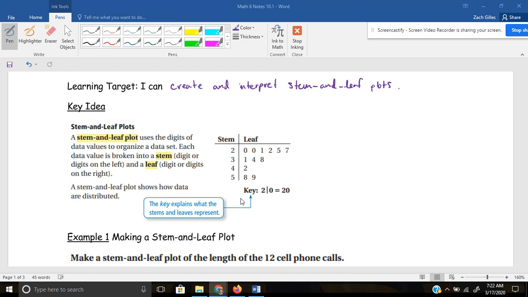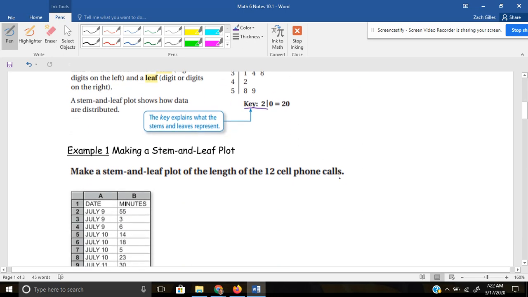The one other thing included in the stem and leaf plot is a key. This says 2, then the middle barrier, 0 is equal to 20. So in this data set there would be a 20, another 20, a 21, 22, 25, and 27. And then it'd move to the 30s: 31, 34, 38. It's just how they have the data organized.